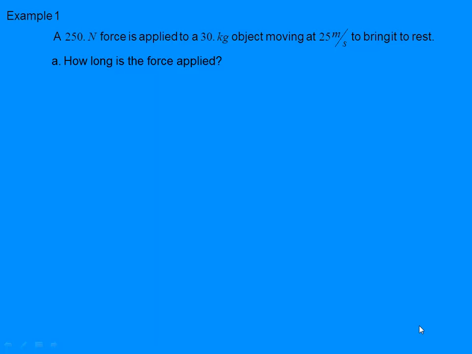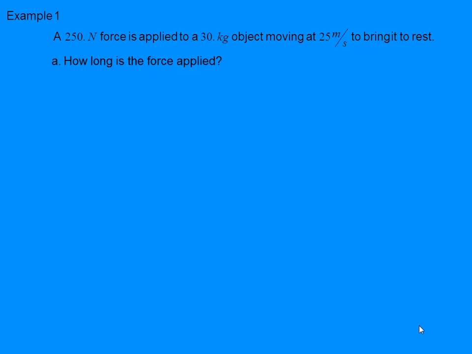Hello, and welcome to a couple of examples of using impulse change in momentum. So here's example one. It may look familiar from last year. A 250 Newton force is applied to a 30 kilogram object moving at 25 meters per second to bring it to rest. A. How long is the force applied?